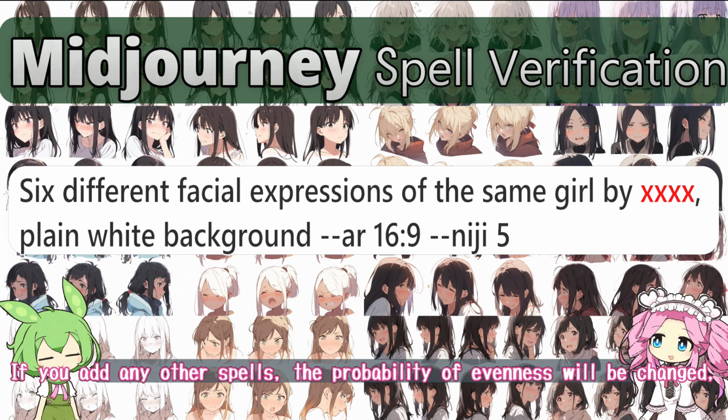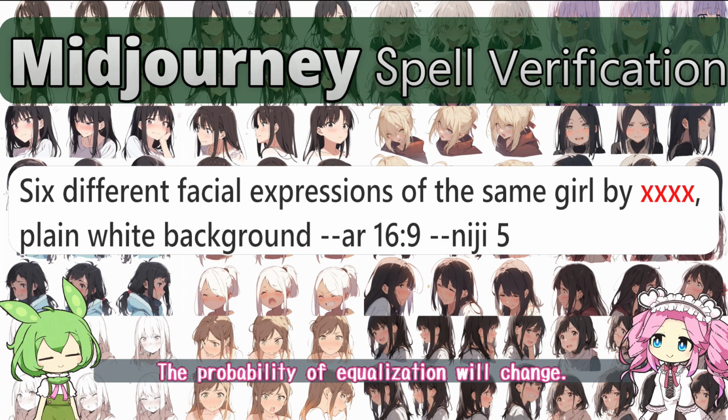If you add any other spells, the probability of an even split will change, especially if you add elements other than faces. There is a large variable impact. For example, spells about pants, shoes, scenery, buildings. These spells add significant changes to the image and stability will be compromised.